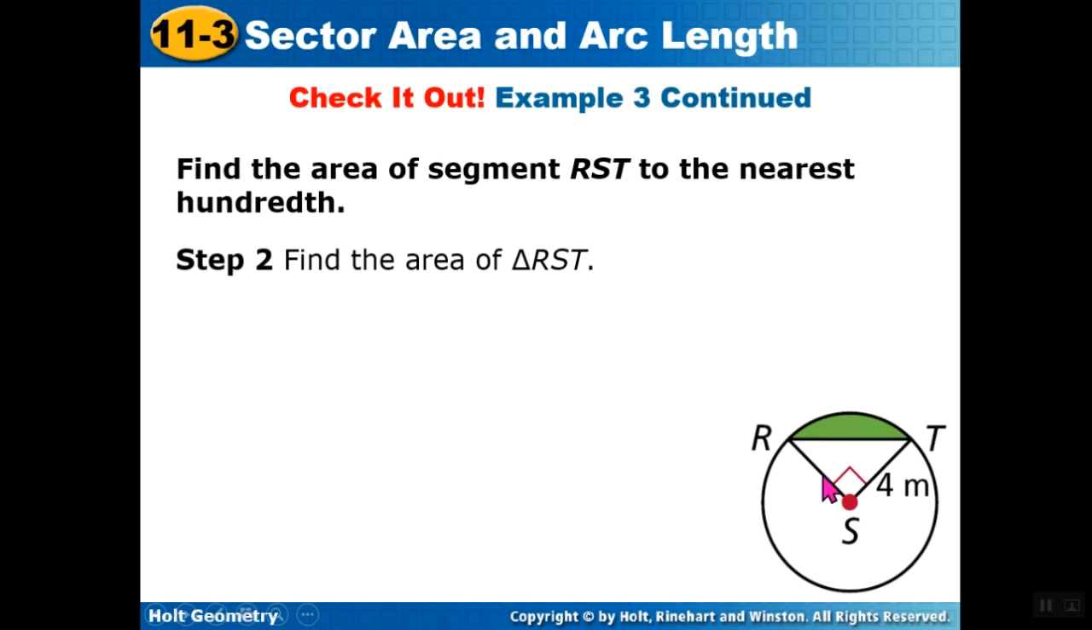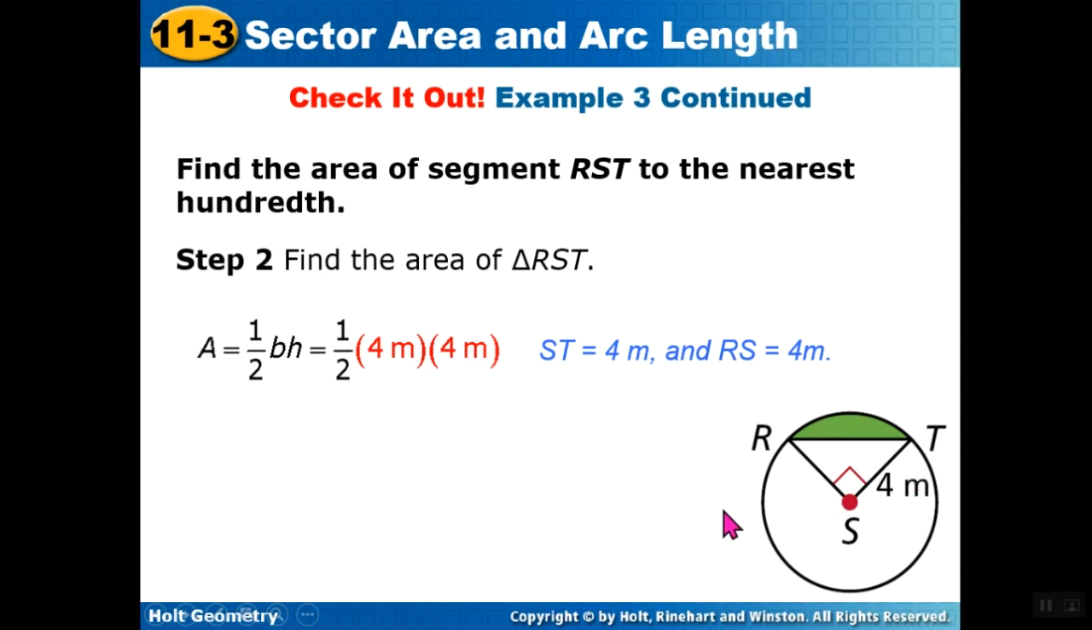Step number 2, as we said, we find the area of this triangle RST. This is a right triangle. The area of a right triangle is half times base times height. The base is ST, the height is RS. This is 4 and this is also 4, since this is a radius and this is a radius. So we multiply half times 4 times 4. The answer is 8 meters squared.